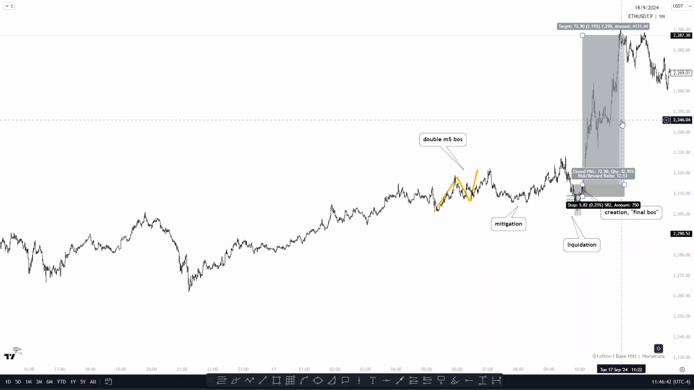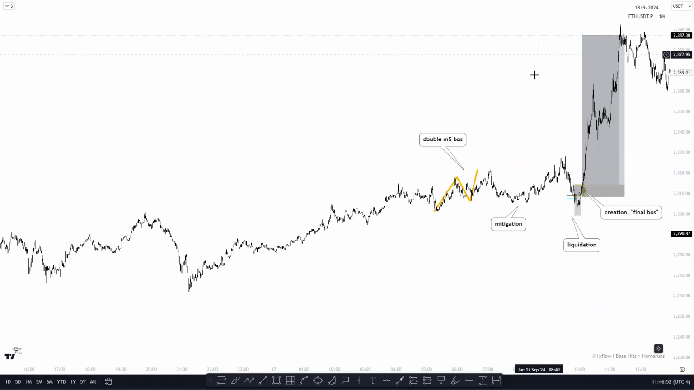Now 12.5R is insane, right? And let's talk about why. That's 12.5 times your investment within a trading session, within a couple hours, right? We had taken that trade at 10, it was done around 11:30. So in 1.5 hours, in an hour and a half, we were able to obtain 12 times our investment.